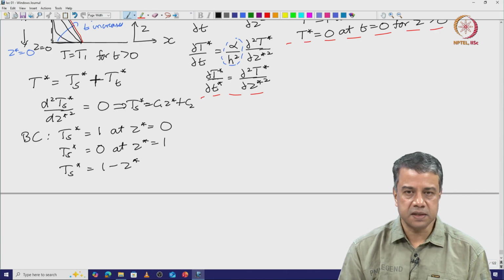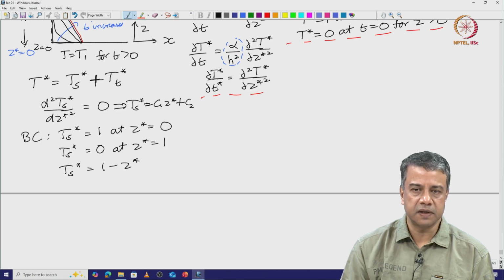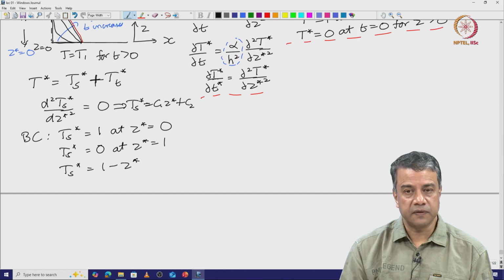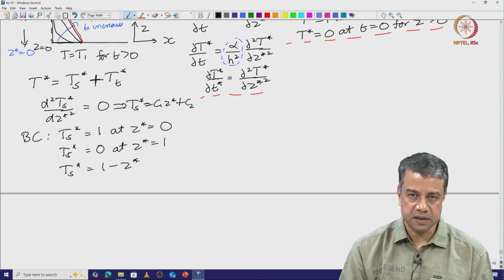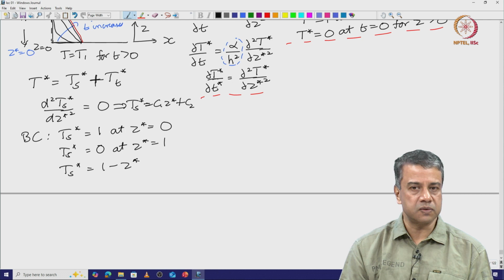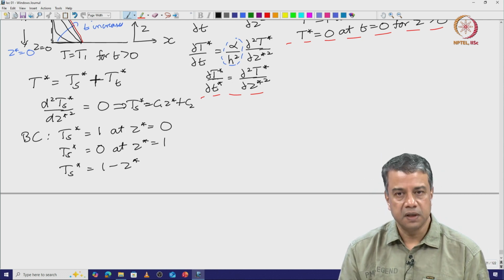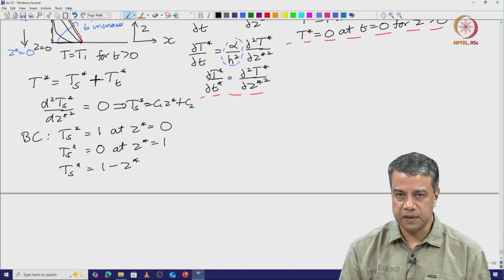Okay. So, that is the steady profile. In the limit as t goes to infinity, this is the steady profile. The transient part of the profile has to decrease to 0 in the limit as time goes to infinity, because the temperature has to converge to the steady profile in the limit as t goes to infinity. Okay. So, now we have derived the steady part, we will derive the equation and boundary conditions for the transient part.